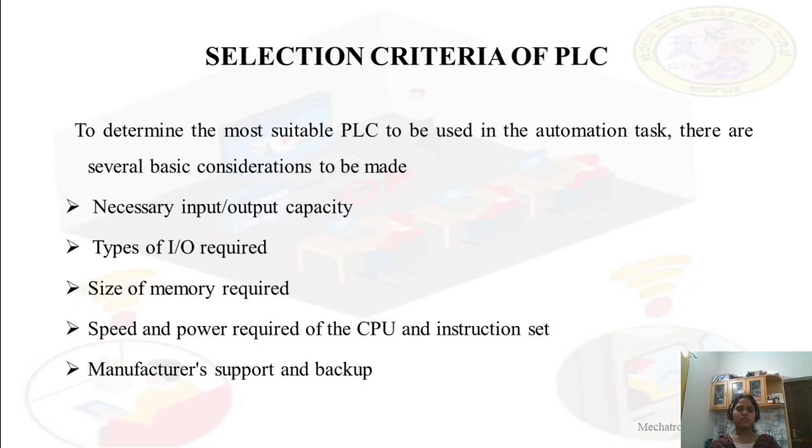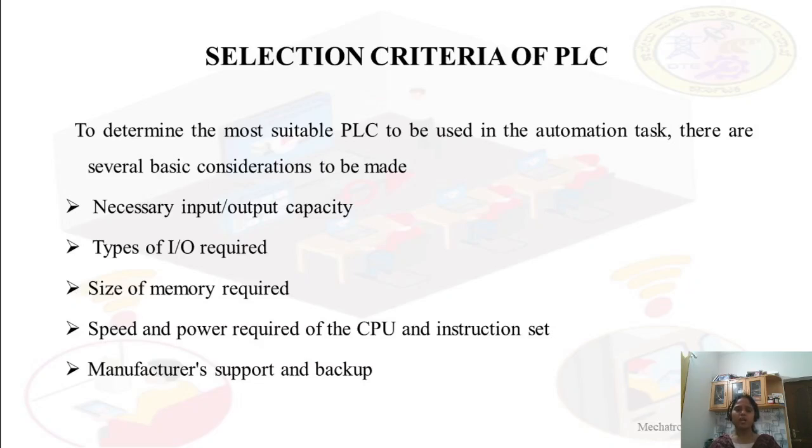The first one is the necessary input output capacity. For the task, how many inputs are needed for that particular application? How many outputs are needed? If we know how many inputs and outputs are needed, then we can decide whether we need a small PLC or a micro PLC. For example, if our application hardly requires some 30 I/O units and we purchase a medium PLC or small PLC, then it will be a waste of money. So we have to decide.